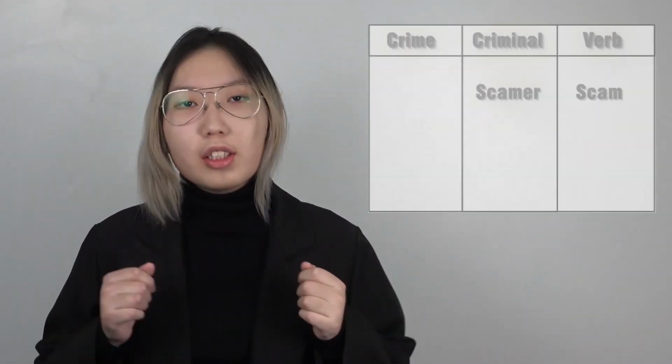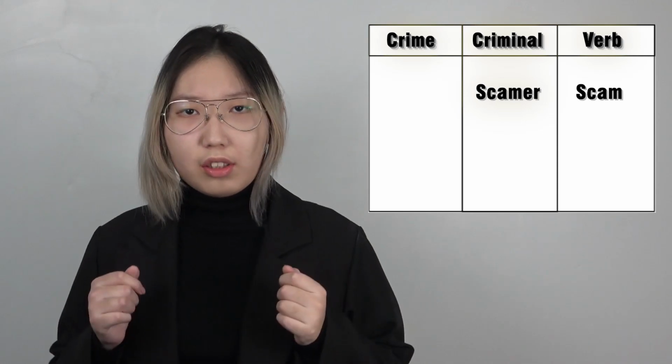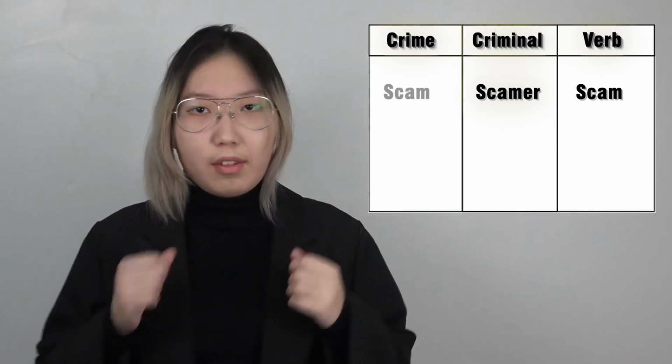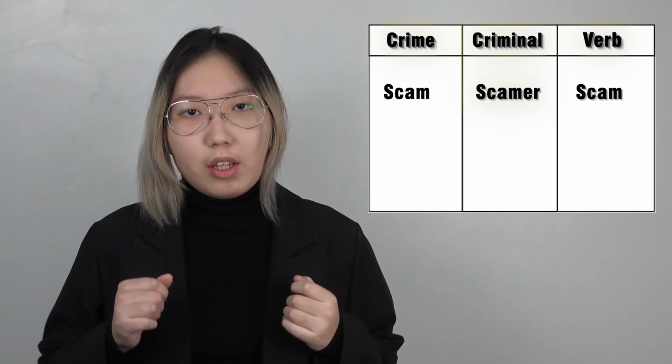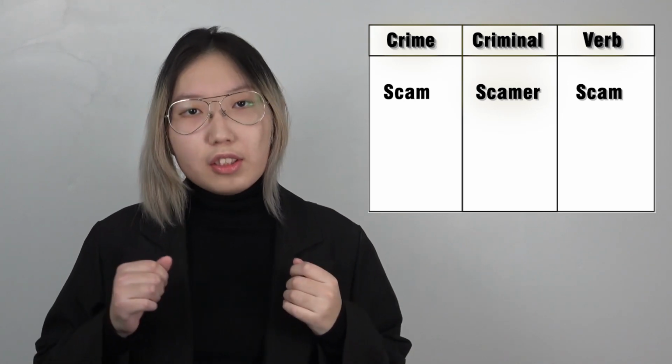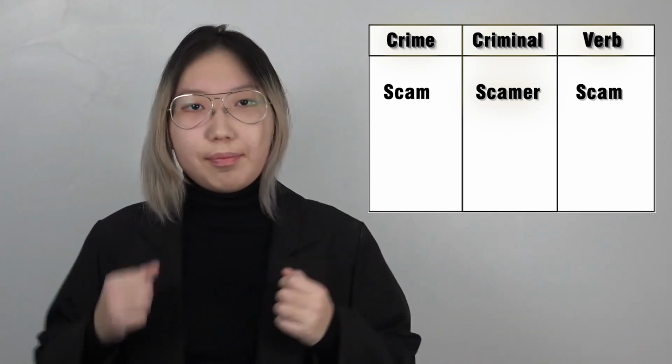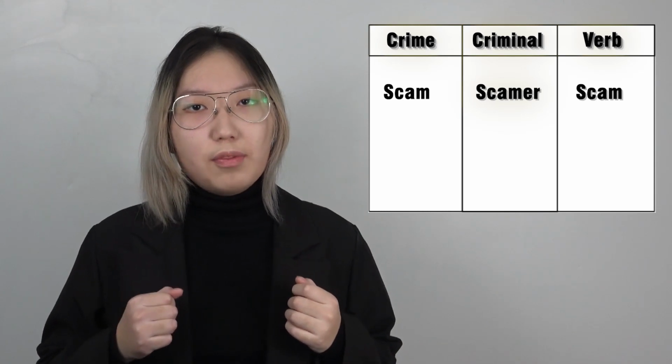Look at the table. Do you remember the missing word? The word is scam, from the verb scam. With crime vocabulary, you often need to learn words in threes. Do you know the noun forms?